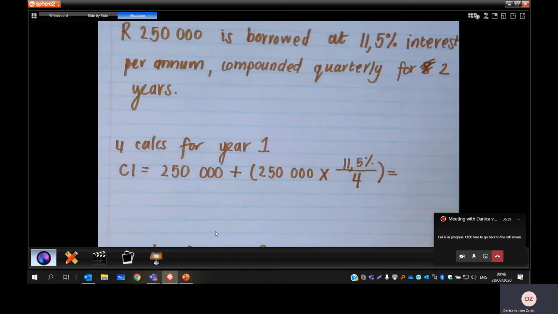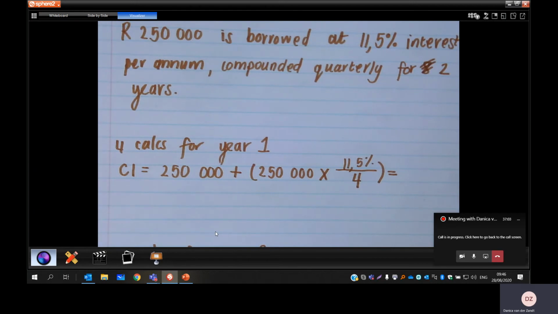Okay, so you said it was 2.5. So you can say 2.5 in compound 1, 2.5 in compound 2, 2.5 in compound 3, 2.5 in compound 4. And all together, so it should actually be 2.75, I think.